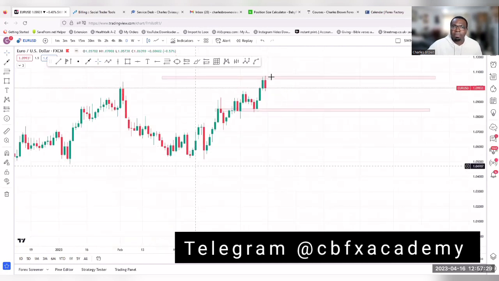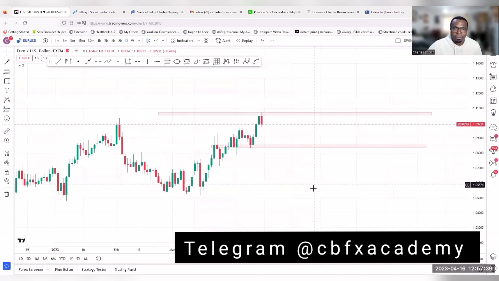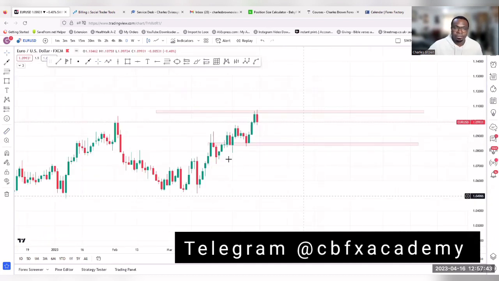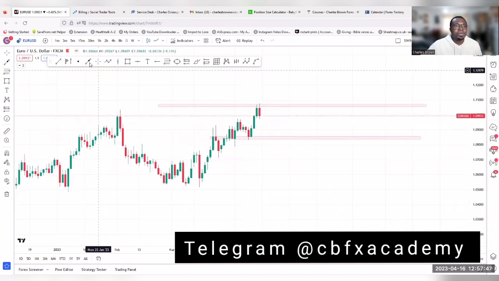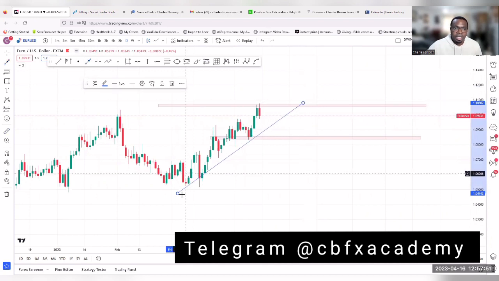Now price is going to take a while. If you check, I just want to show you, from here to that place is about 100 to 200 pips. Great. Now, this is your zone of interest. We also have the opportunity to put our trend line there on the daily.